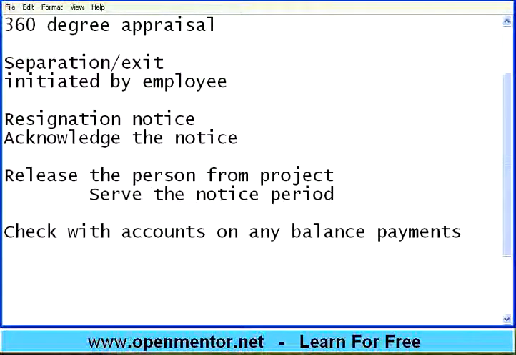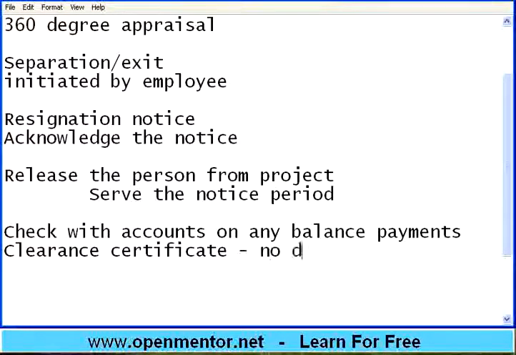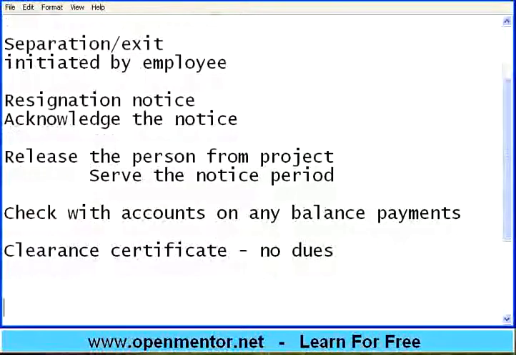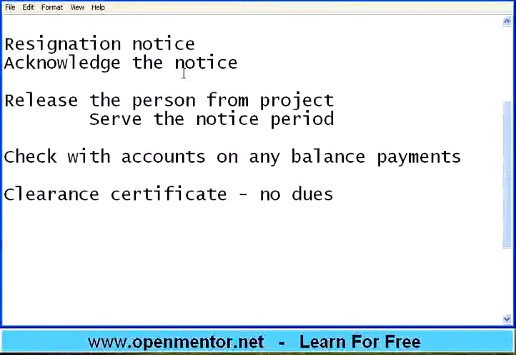So the accounts department will take that part and provide a clearance certificate. Basically it's a no dues, right? No dues from either side, so this person is free now. A clearance certificate is usually given by the accounts department.